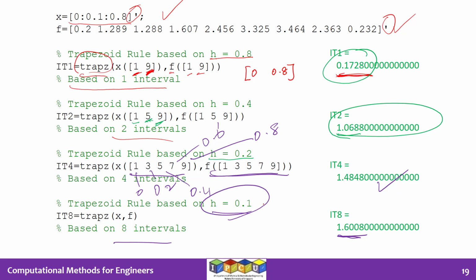So I'm going to use all x values and all f values. So the trapz command becomes very simple: trapz of x comma f. I use everything. So I get this to be the answer.